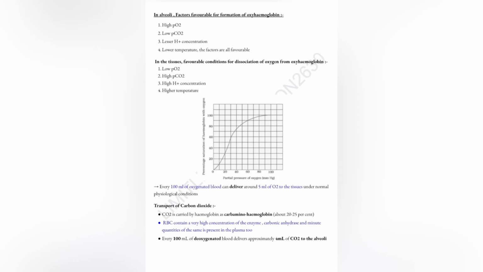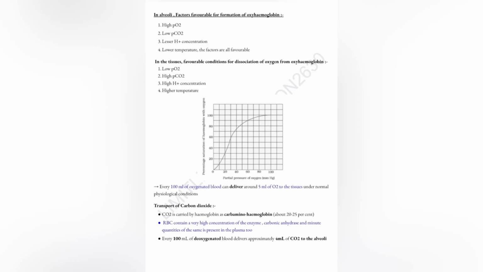Coming to the dissociation of oxygen from the oxyhemoglobin, in the tissues there are low partial pressure of oxygen, high partial pressure of carbon dioxide, higher temperature and high H+ concentration. For every 100 ml of oxygenated blood, it can carry around 5 ml of oxygen to the tissues under normal physiological conditions.